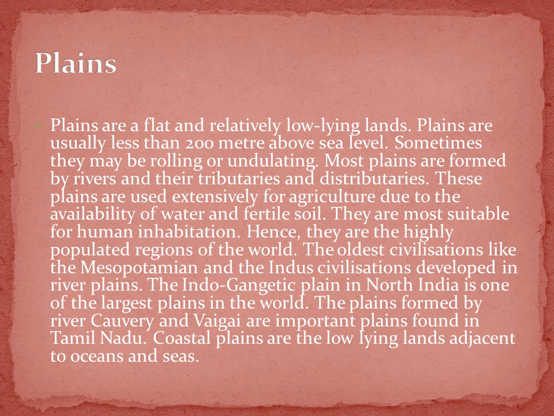The oldest civilizations, like the Mesopotamian and the Indus civilization, developed in river plains. The Indo-Gangetic plain in North India is one of the largest plains in the world. The plains formed by the river Kaveri and Vaigai are important plains found in Tamil Nadu. Coastal plains are the low-lying land adjacent to oceans and seas.